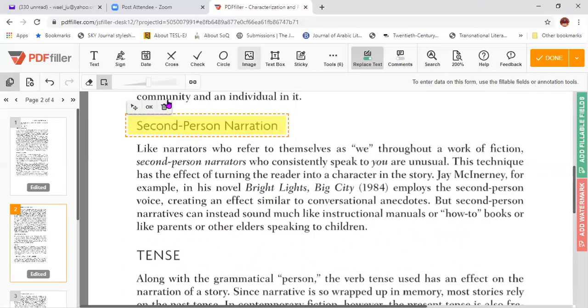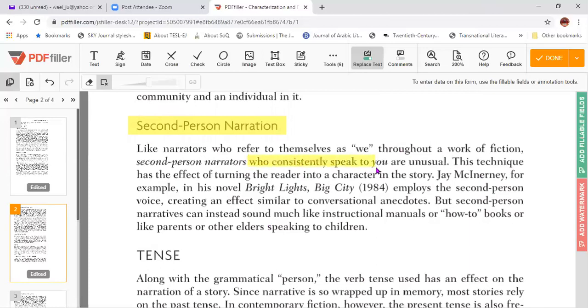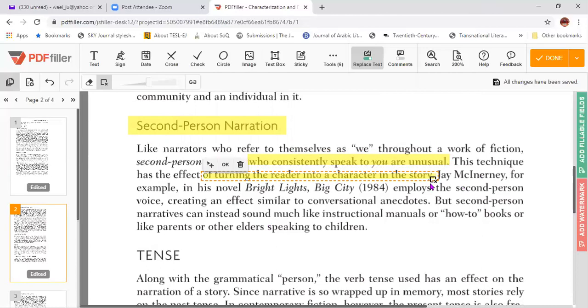So here, with the second person narrator, we have the use of you, or the narrator speaks to you by using the pronoun you, okay? And this technique has the effect of turning the reader into a character in the story. So simply when the narrator talks to you, the reader, and says you, now you, the reader, become a character in the story, okay? And that's the last of the three types of narration.